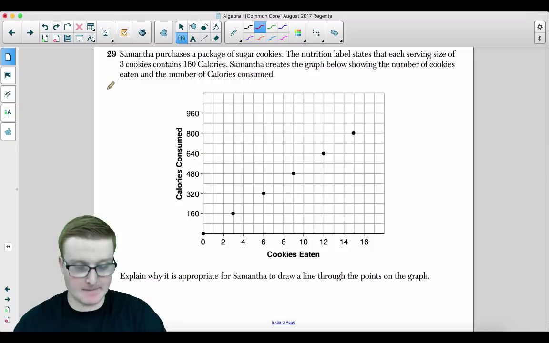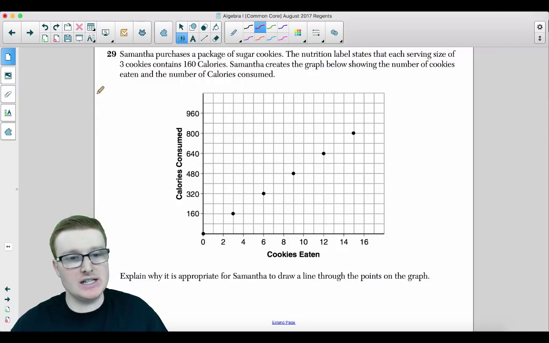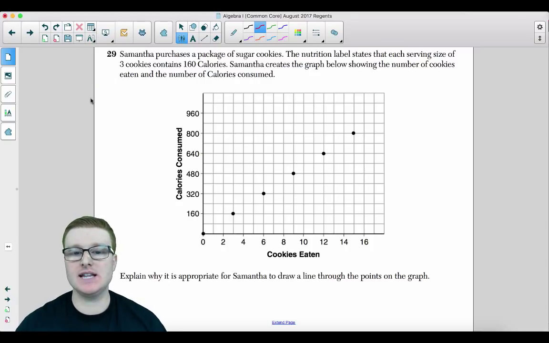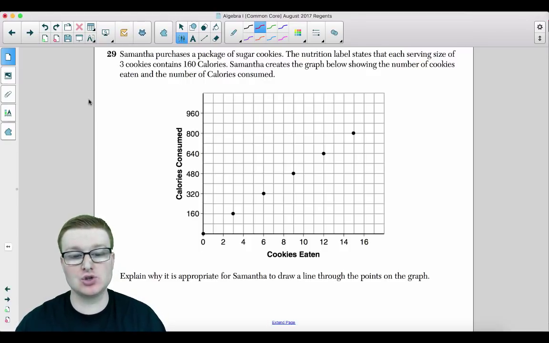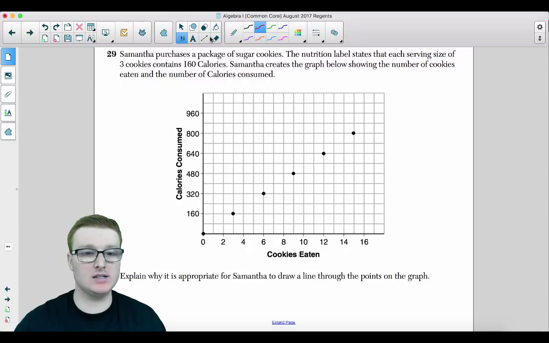Moving on to number 29. Here we go. Samantha purchases a package of sugar cookies. Love sugar cookies during the holidays. The nutrition label states that each serving size of 3 cookies contains 160 calories. Samantha creates the graph below showing the number of cookies eaten and the number of calories consumed. Explain why it is appropriate for Samantha to draw a line through the points on the graph.